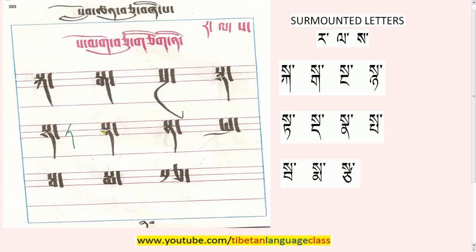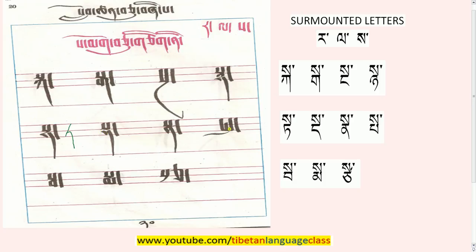And then same thing here. See this stroke right here is the extra. Generally ta is kind of like from here to here, so it's from here to here. But since you have the surmounted letter, then there's an extra stroke right there.